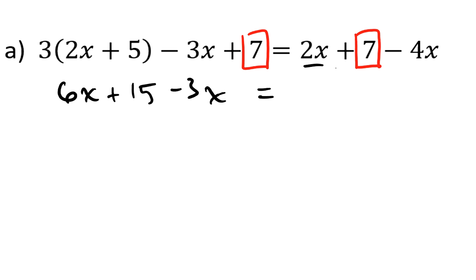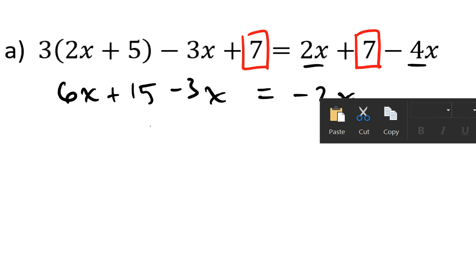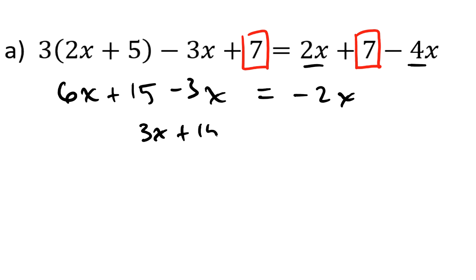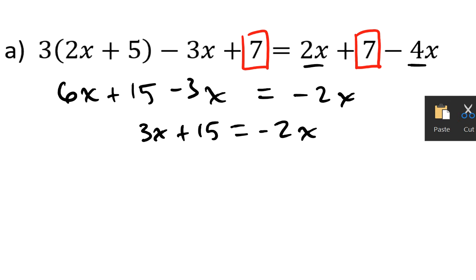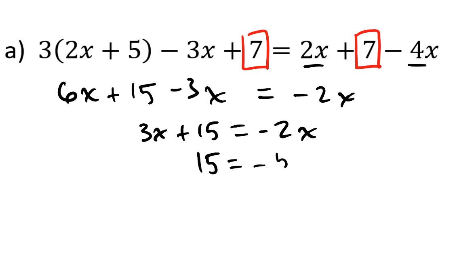If I combine the 2x and the negative 4x, that's a negative 2x. That's it on that side, negative 2x. I'll combine the 6 and the negative 3x over here. So that's 3x plus 15 equals negative 2x. I'll subtract 3x from each side. When I do that, I get that 15 is equal to negative 5x. And if I divide by negative 5, I'm getting that x is negative 3.